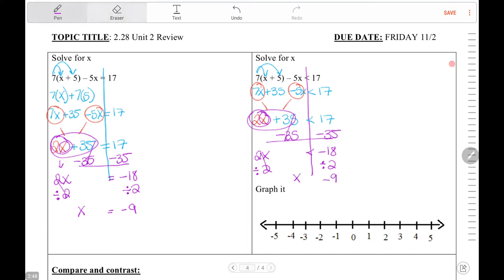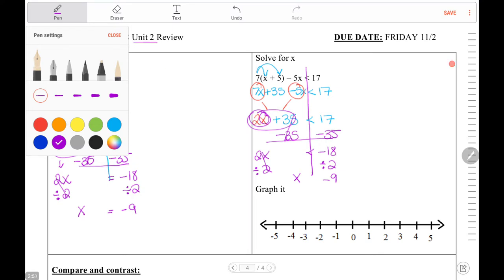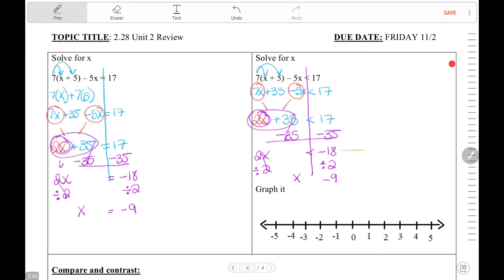Now our question with inequalities is our golden rule. Okay, so let's ask ourselves, did we multiply or divide? Yeah, we did. We divided. When we divided, was it a negative number? No. So what happens to our symbol? It stays the same.